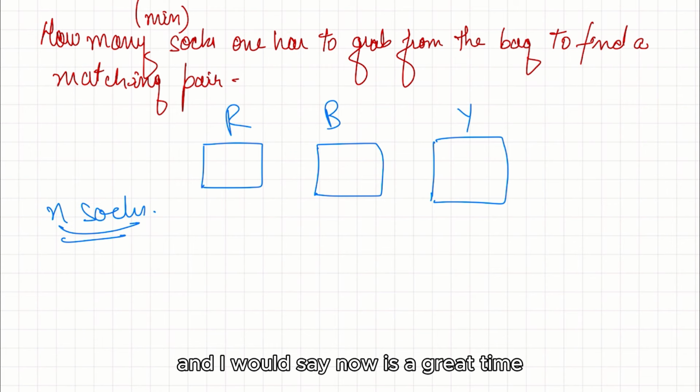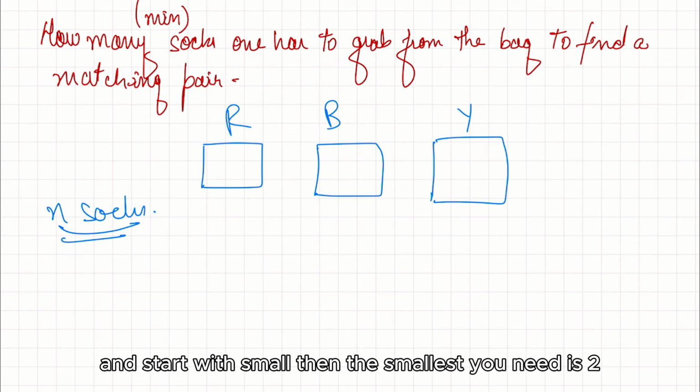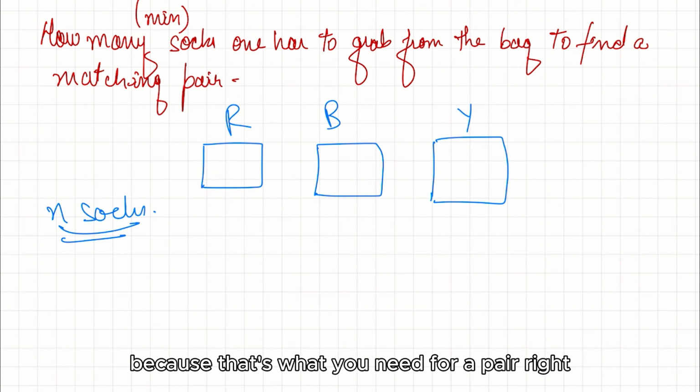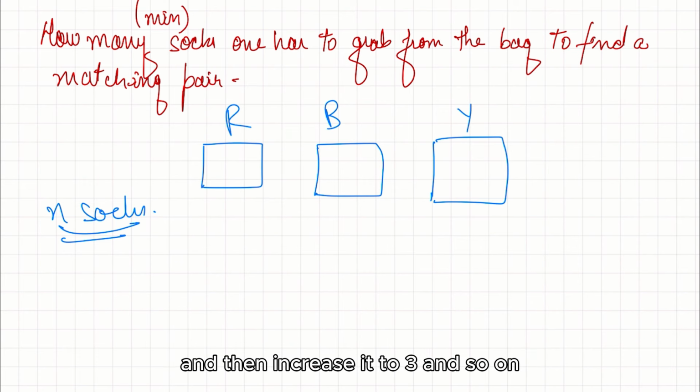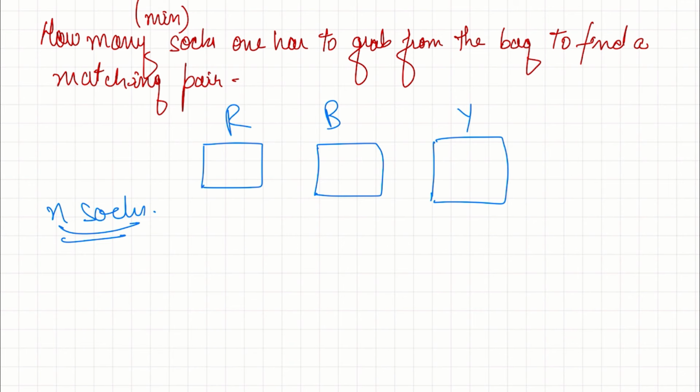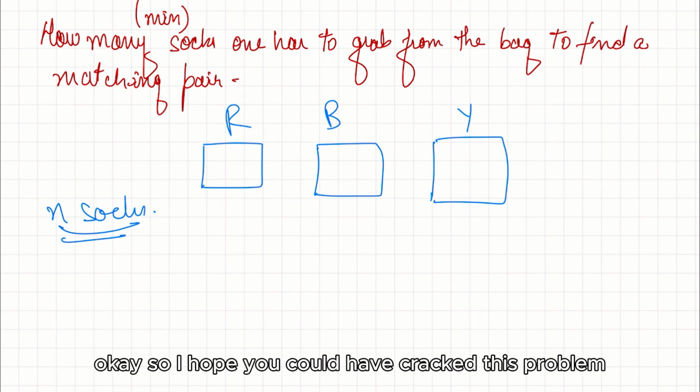And I would say now is a great time, if you couldn't solve the problem the first time, to try to solve it and see how many socks you need. Start with small n, like the smallest you need is 2, because that's what you need for a pair, right? And then increase it to 3 and so on. See where you find that the minimum n is enough to get you a matching pair. Okay, so I hope you could have cracked this problem.